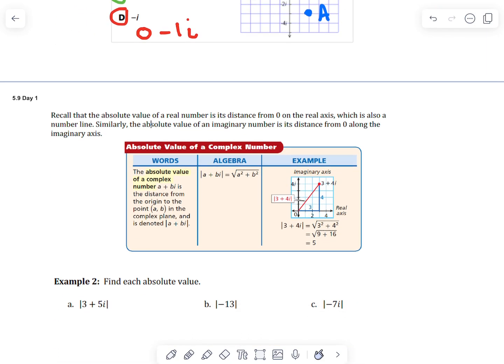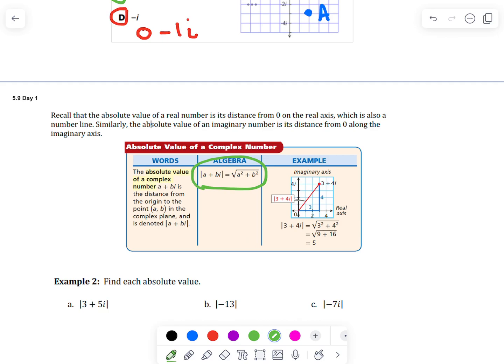Recall that the absolute value of a real number is the distance from 0 on the real axis, which is also on the number line. Similarly, the absolute value of an imaginary number is the distance from 0 along the imaginary axis. So there's an example here that shows you a complex number graphed out. So this is the equation we're going to use. So I'm just going to circle that.